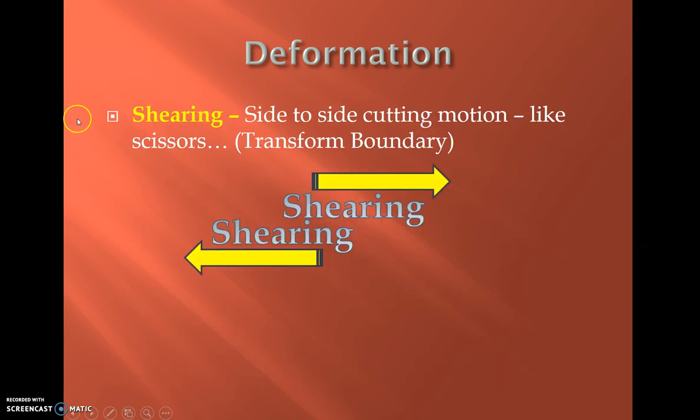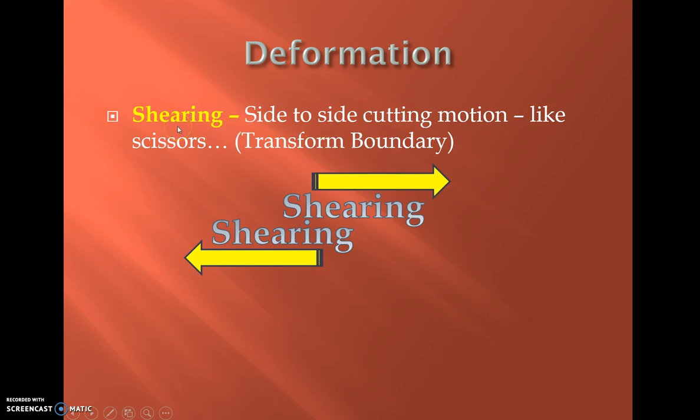So shearing is the third one. We've covered compression for convergent boundary. We've got tension for divergent boundary. Shearing is what goes with a transform boundary. It's that side-to-side slicing motion.